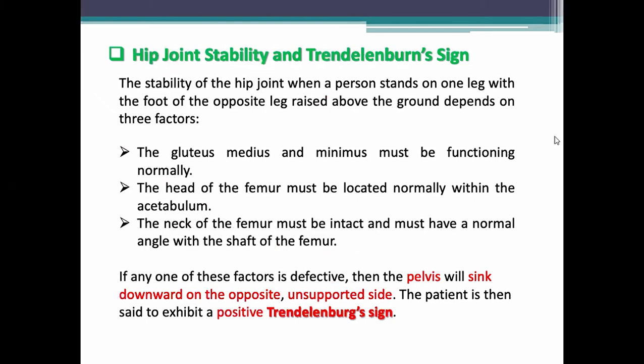Hip joint stability and Trendelenburg sign. The stability of the hip joint, when a person stands on one leg with the foot on the opposite side raised above the ground, depends on three factors. The gluteus medius and minimus must be functioning normally. The head of the femur must be located normally within the acetabulum, and the neck of the femur must be intact and must have a normal angle with the shaft of the femur. If any one of these factors is defective, then the pelvis will sink downward on the opposite unsupported side, so the patient is said to exhibit a positive Trendelenburg sign.